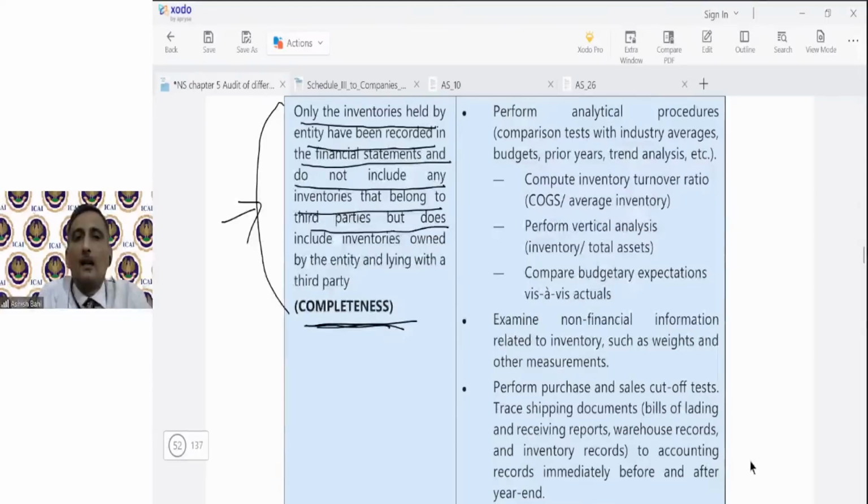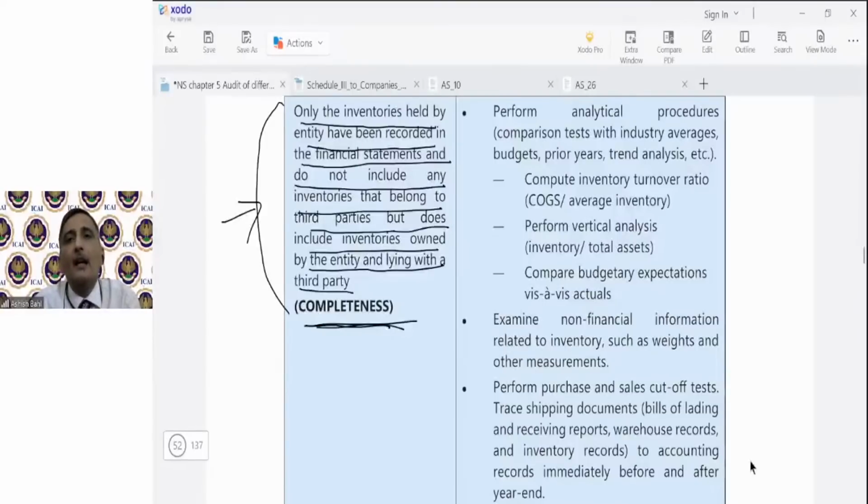But it does include inventories owned by the entity and lying with the third party. So students, you are getting this point. If the company has received some stock for carrying out some operations, then these inventories do not belong to the company. These inventories belong to the party which sent these inventories to our company.